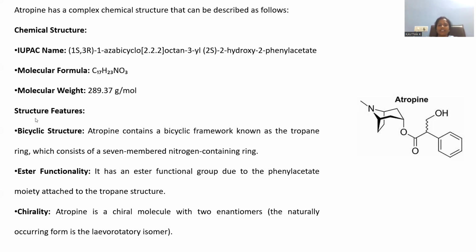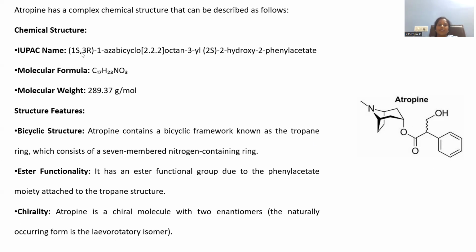Ester functionality. Any other structural features? We are discussing the ester. Wherever RC=O is present, that is denoted as an ester. This ester functionality is present. This is formed by the combination of one hydroxy and another carboxylic acid. It has an ester functional group due to the phenyl acetate moiety attached to the tropane structure. This phenyl acetate fragment is condensed with this tropane fragment so that the ester functionality originates in between.